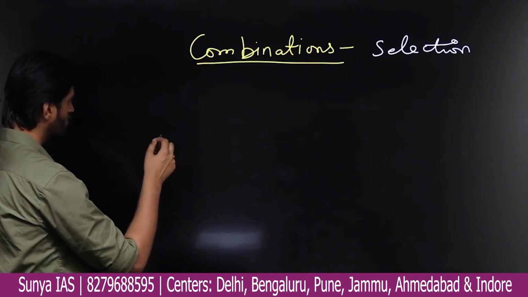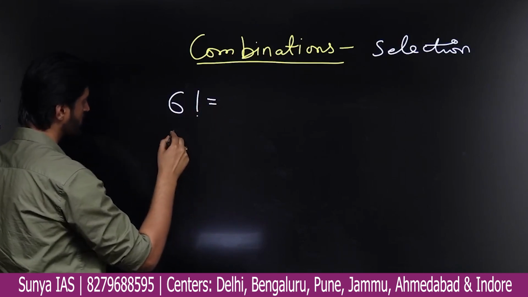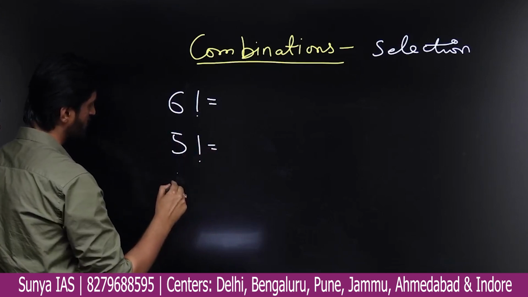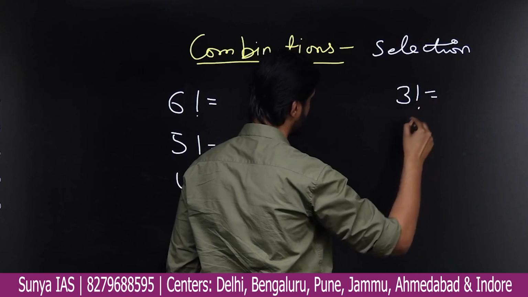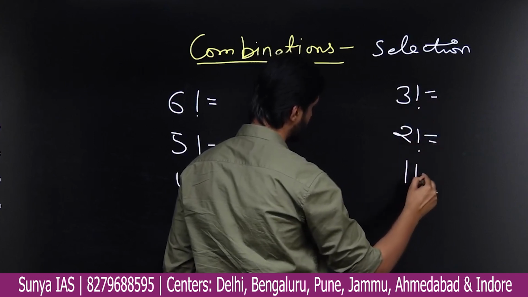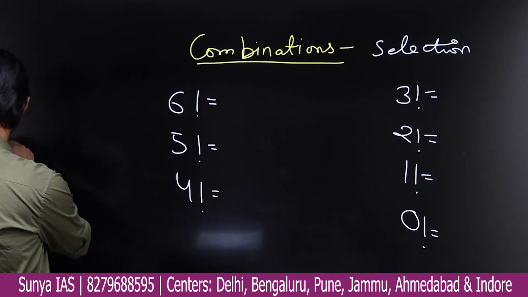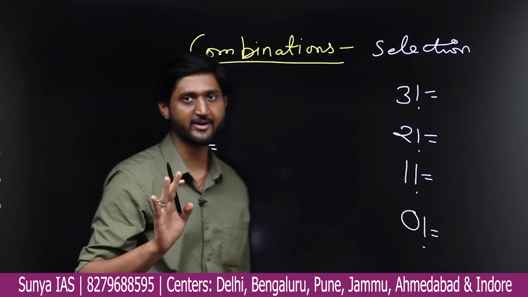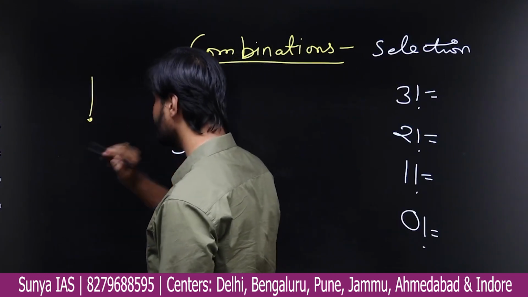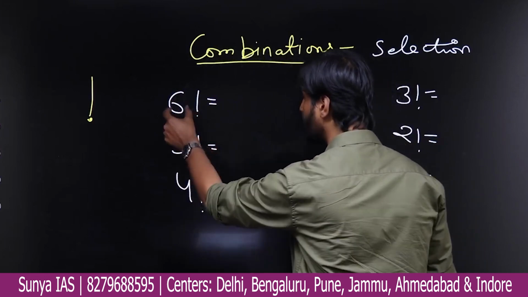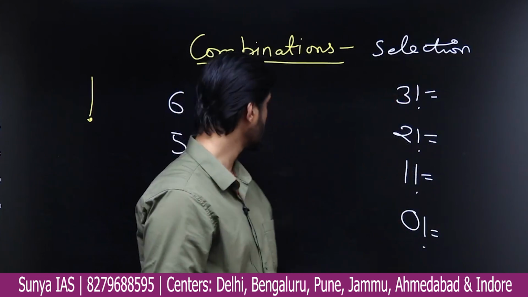You might be familiar or you might not be familiar with the terms 6 factorial, 5 factorial, 4 factorial, then we have 3 factorial, 2 factorial, 1 factorial, and also we have 0 factorial. So what is factorial? You might be aware of the exclamation mark, which you might use a lot in your chat. If any number is followed by that exclamation mark, that simply means the factorial of that number. So what does factorial actually is?